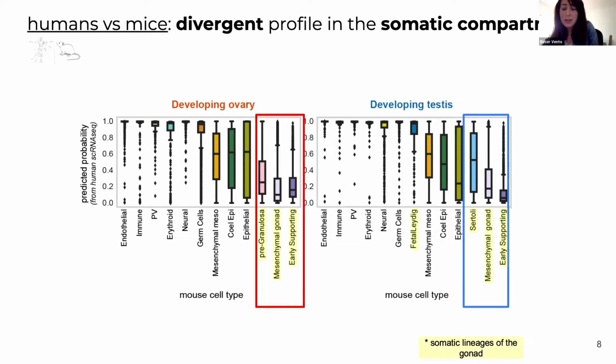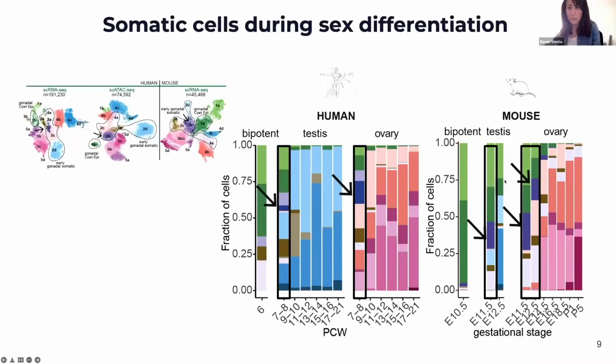And then what we did was to train a machine learning classifier on the human data and project it into the mouse. And this allowed us to compare how similar the populations were. And what we observe is that the somatic compartment, and in particular the early somatic compartment, is quite transcriptionally divergent between species, and we examine this further.